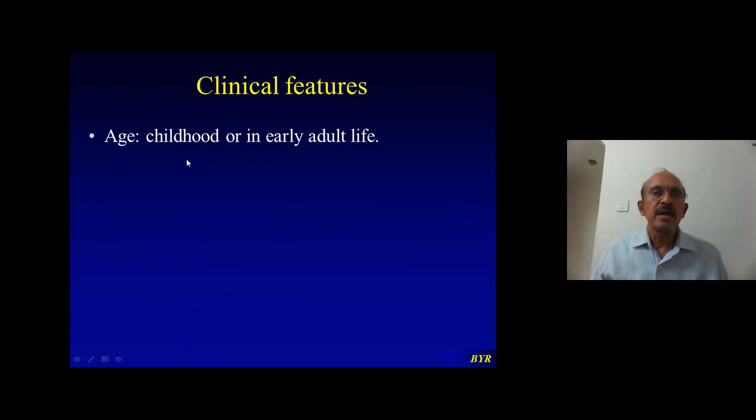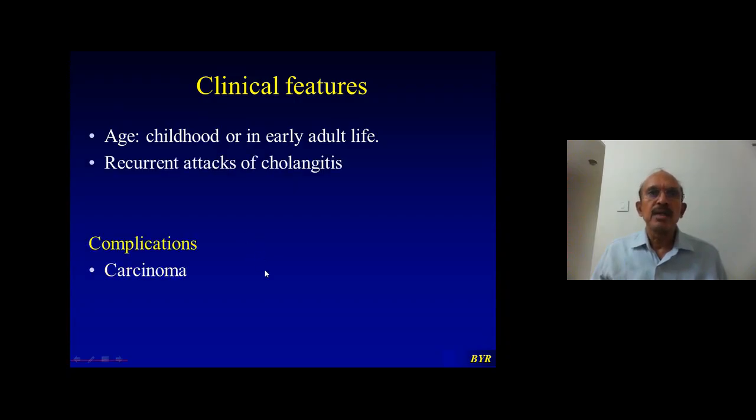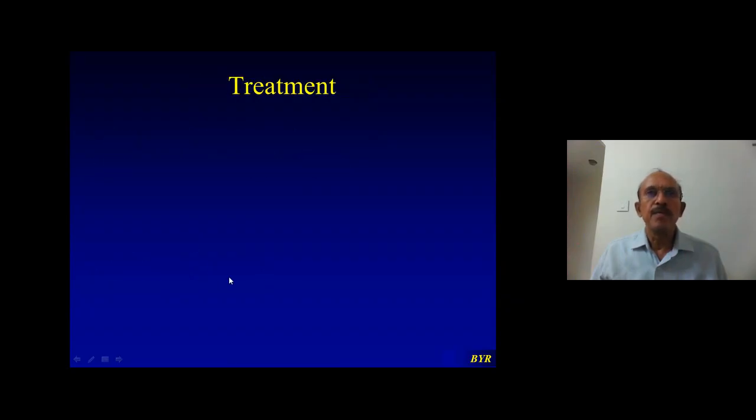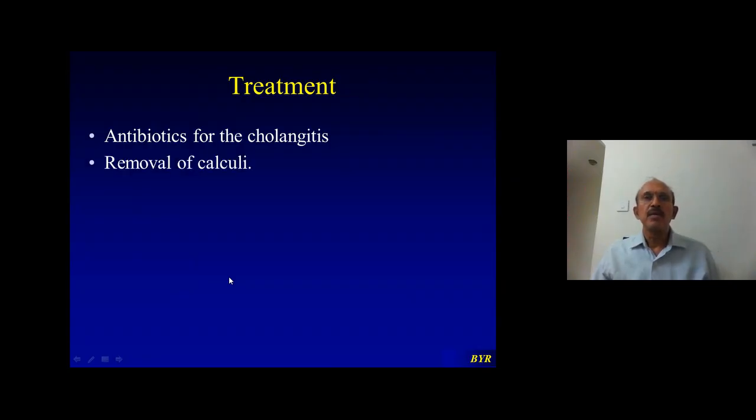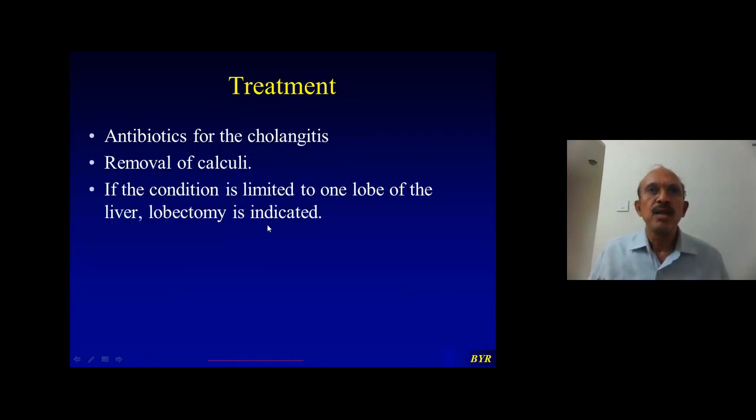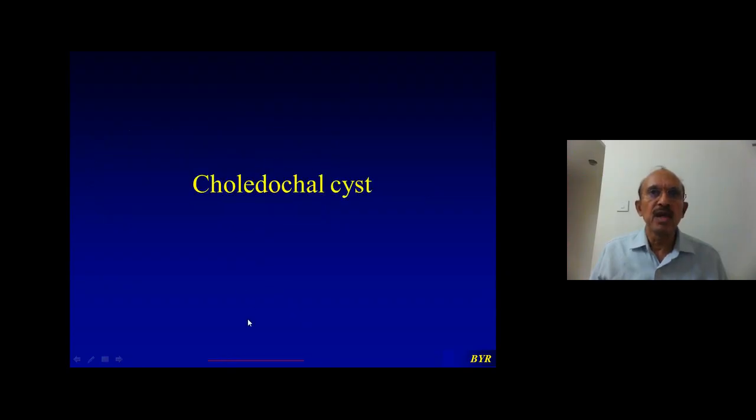Clinical features: age, childhood or early adult life. There will be recurrent attacks of cholangitis. Complications: cholangiocarcinoma. Treatment: antibiotics for the cholangitis. Removal of the calculi. If the condition is limited to one lobe of the liver, lobectomy is indicated. If it is bilateral diffuse, if the patient is getting recurrent cholangitis and complications, then he has to go for liver transplantation.